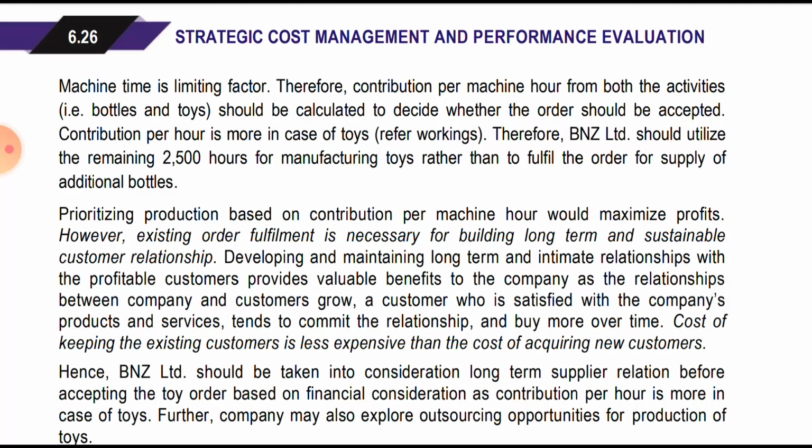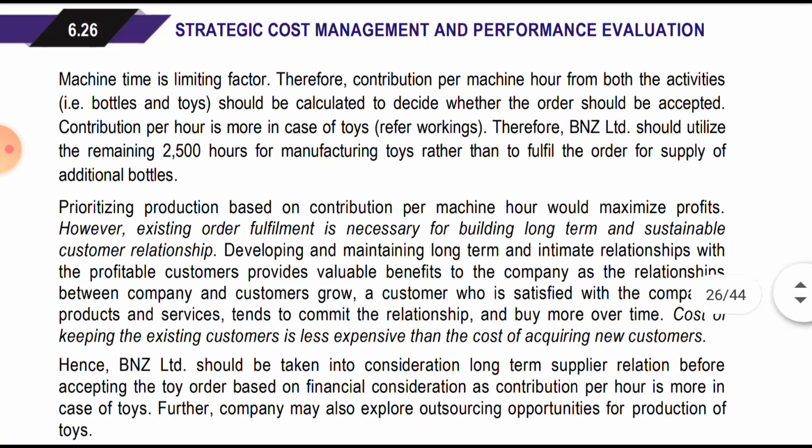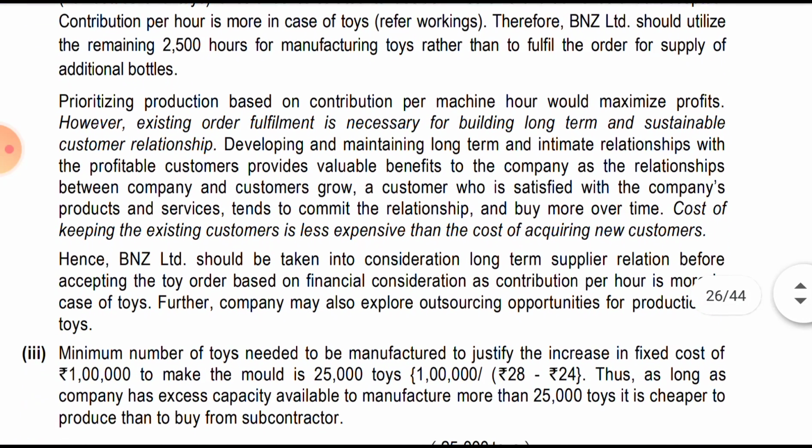The contribution per hour is more in case of the toy, it is 56, than the bottle, which is 19.2. Therefore BNZ should utilize the remaining 2,500 hours for the manufacturing of the toy rather than to fulfill the order of the supply of the additional bottle, prioritizing the production based on the contribution per machine hour would maximize the profit. However, existing order fulfillment is necessary for building long term relationships.